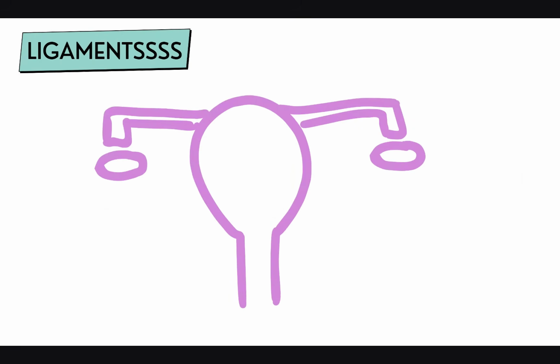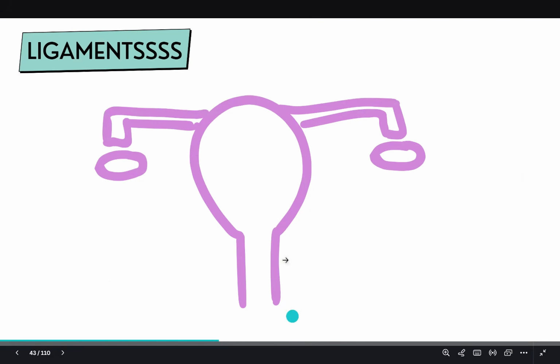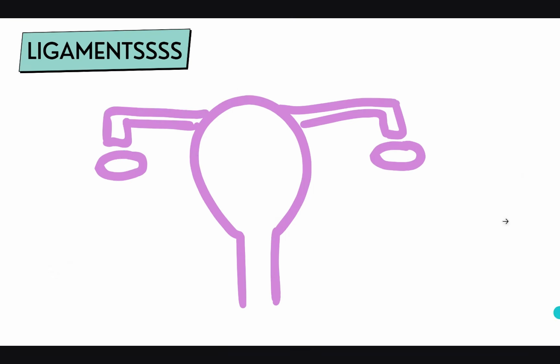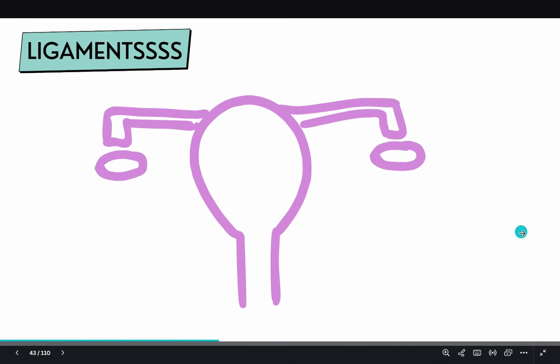It's very important to know because some of these ligaments, from the places that they attach to, the places that they go and fix themselves to, can be passageways for cancer, for blood vessels, for lymph, and so on. Okay, so this is the cervix, this is the body, this is the fallopian tube, and this is the ovary. Hopefully, my diagram makes sense.